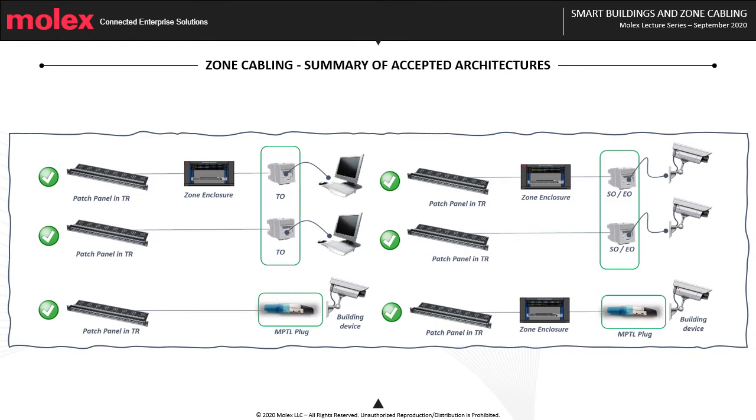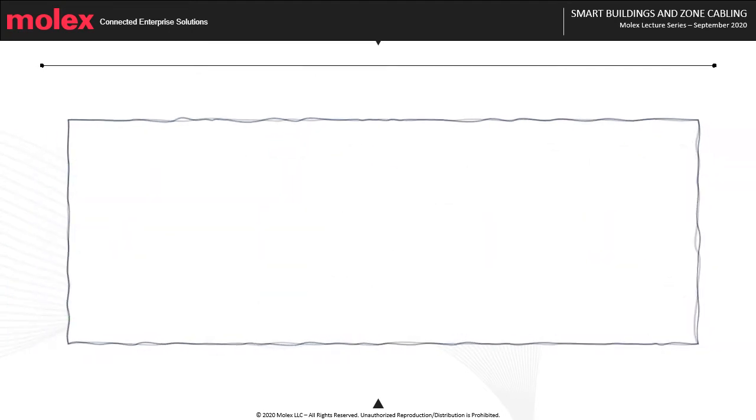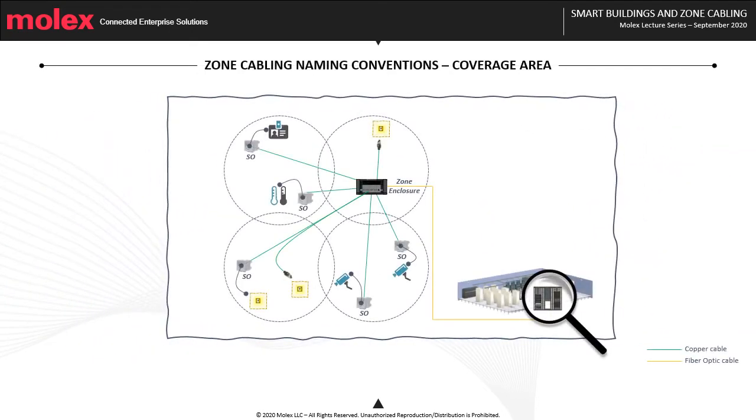And finally, here is a summary of accepted architectures. Now, according to ISO/IEC and TIA standards, the area served by a device is called the coverage area. Multiple devices can share a coverage area. A zone enclosure may also serve one or multiple coverage areas.